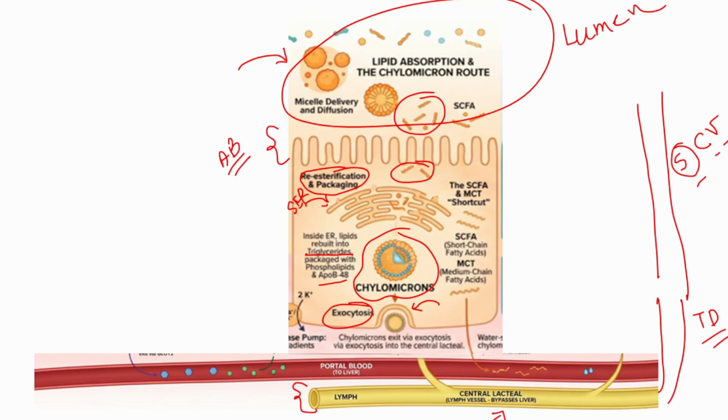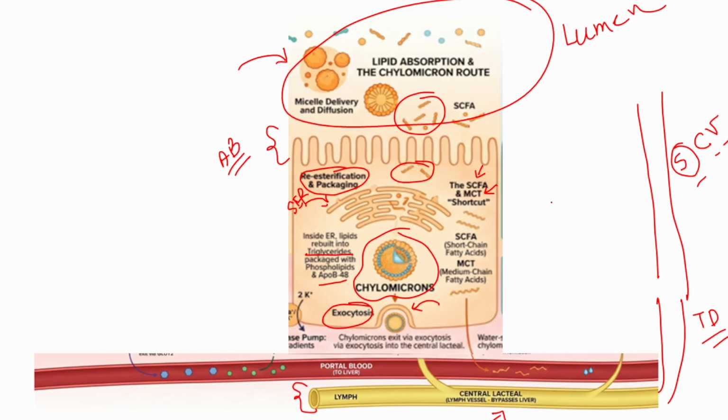Concurrently, we must include the fat-soluble vitamins, that are vitamins A, D, E, and K, which follow this exact same path, being absorbed via the micelle route and subsequently packaged into chylomicrons. However, biology always presents some exceptions based on molecular size. We map out a distinct alternative pathway known as the SCFA and MCT shortcut.